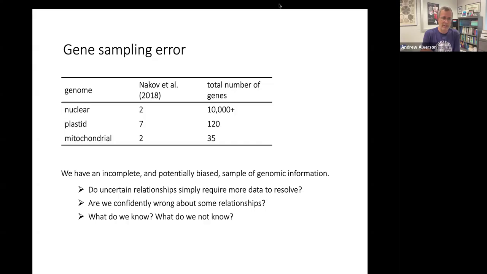So Pat, if you put up the next slide. We have a highly, highly incomplete sample of genomic information. And just using basic principles of statistics, if you have a very small sample, that sample can be potentially biased. And so it leads to all sorts of questions. The relationships that over the years have been hard to resolve or uncertain, do those just require more data? Or is it possible that we can't resolve those relationships with more data? A bad one would be if we're confidently wrong about some relationships. There are some parts of the diatom tree that have been resolved with molecular data that don't make a lot of sense. And are we wrong about those? Or are the molecules really right? And so, big existential questions. What do we know? What do we not know?